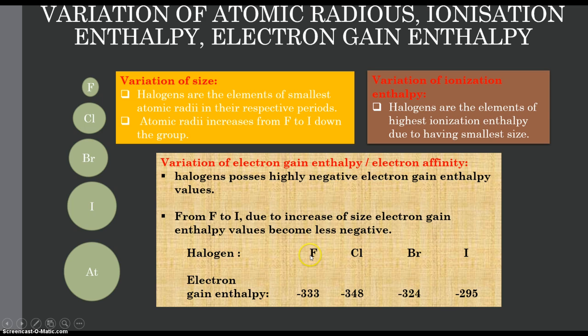So since fluorine will have the highest charge density, it's very difficult for the fluorine atom to accept one electron from outside, because charge density is already high in the fluorine atom. So the tendency to accept one electron from outside will be less in fluorine, and that's why its electron gain enthalpy value is less compared to chlorine. Okay, and this is the reason why fluorine will show less electron gain enthalpy value than chlorine.